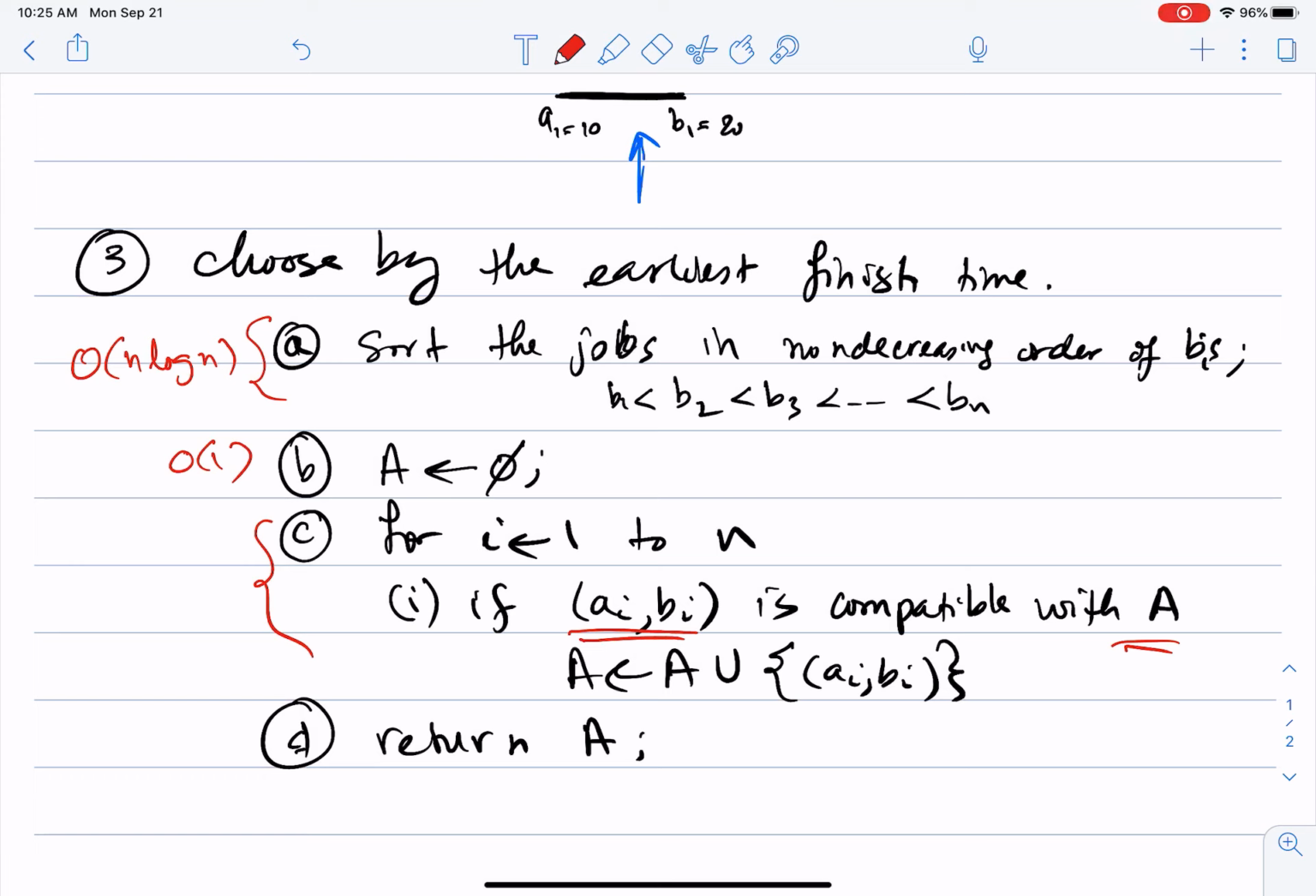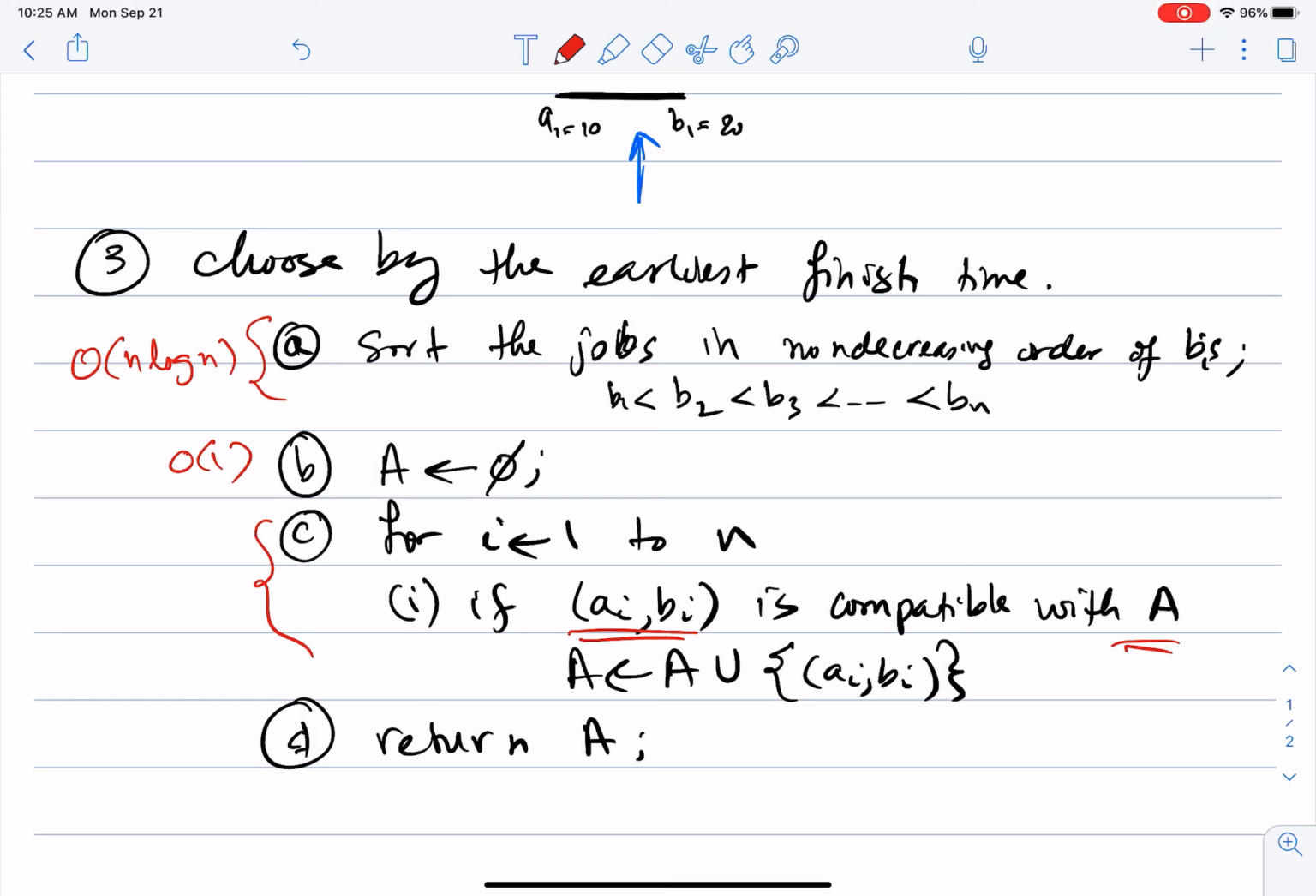But we don't need to do that. If in the implementation itself, I maintain the largest finish time of all the intervals in A, then how do I check if AI, BI is compatible with A? I just need to check if AI is smaller than that largest finish time. If it is, then it's not compatible. If it's not, then it is compatible and I can move on.